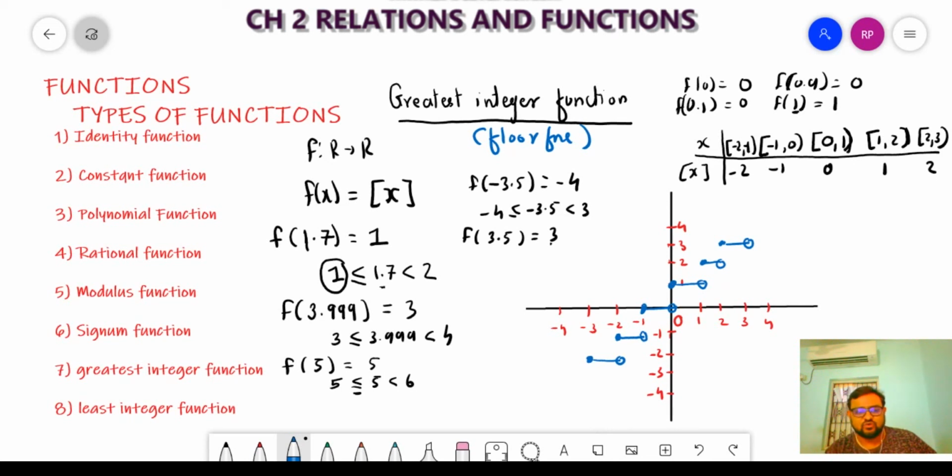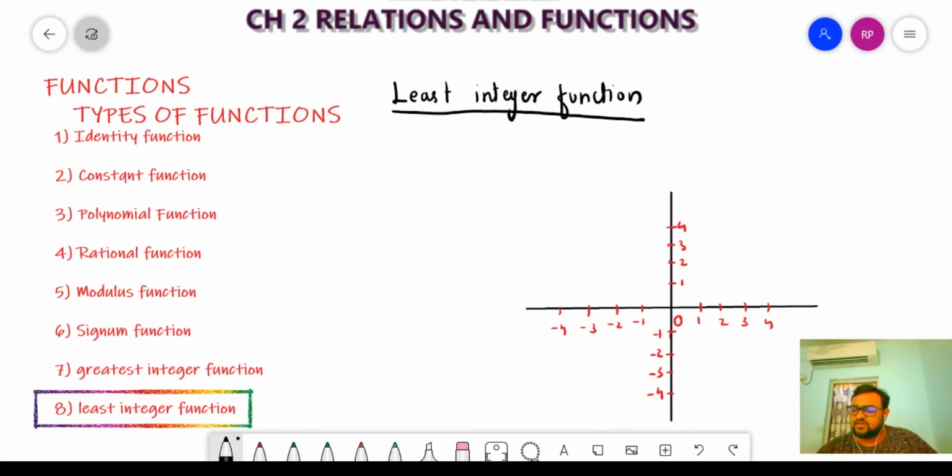Let's move to the last one, that is least integer function. This is a function like least integer not less than x. So here also f, I can take R to R, f(x) is equal to this. So this is also called as ceiling function, because we will take here the top integer. Least integer but not less than x.